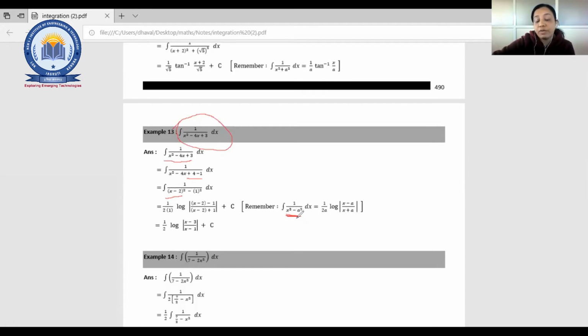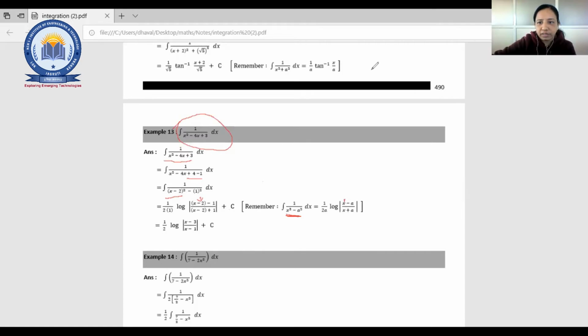Now we know the integral of 1 upon x square minus a square is 1 upon 2a log of x minus a upon x plus a plus c. So instead of x, you will put x minus 2. Here there is not only x, here it is x minus 2 square. So whenever it is x here, just replace it with x minus 2 and you will get your answer. You need to remember this formula: whenever it is x square minus a square, 1 upon 2a log.